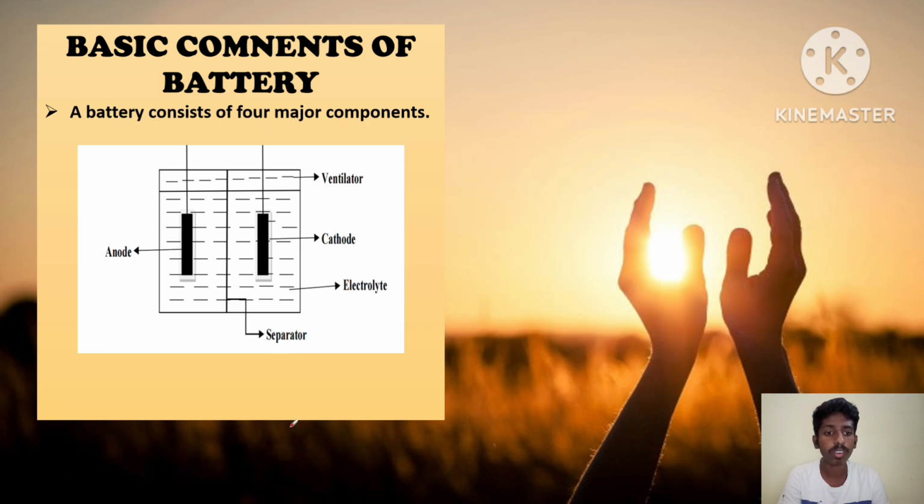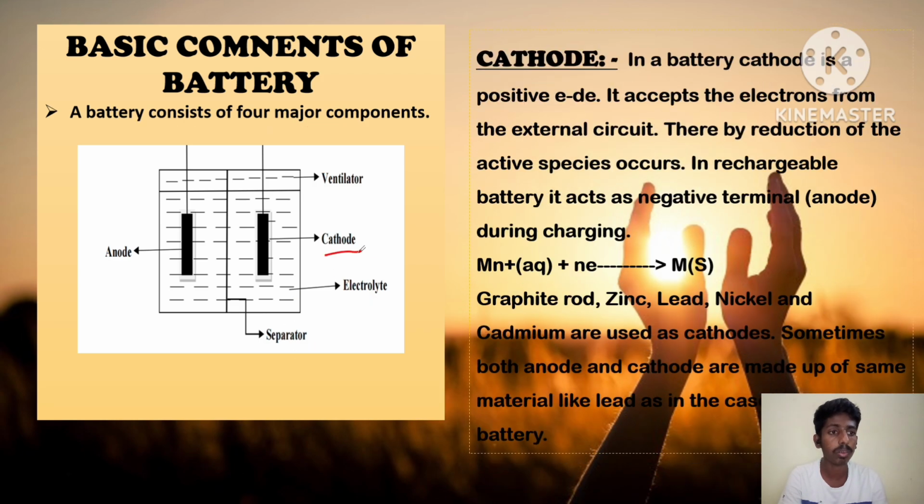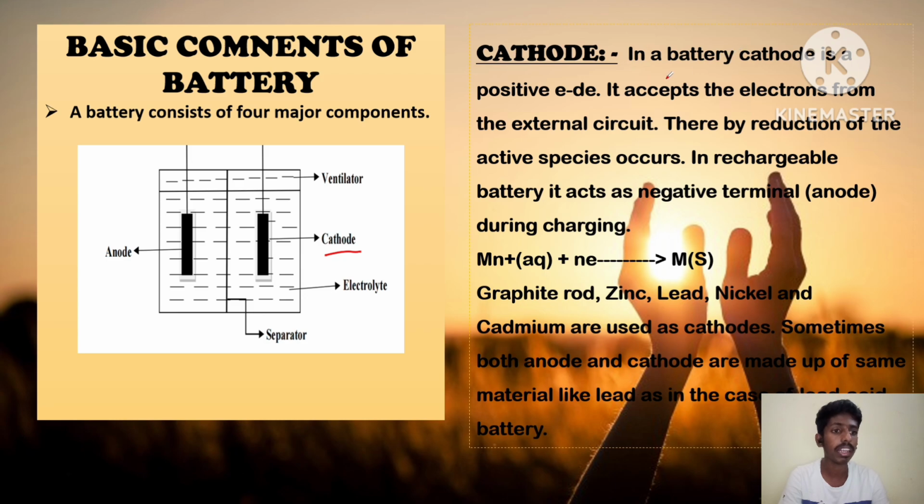Next, the second component, cathode. Let's look into the cathode briefly. In a battery, cathode is the positive electrode. It accepts electrons from the external circuit. There, reduction of active species occurs. In a rechargeable battery, it acts as the negative terminal during charging. This is the reaction at the cathode in a battery.